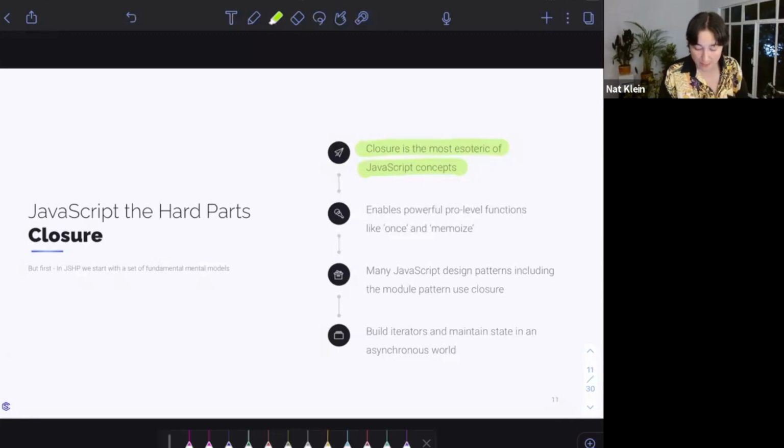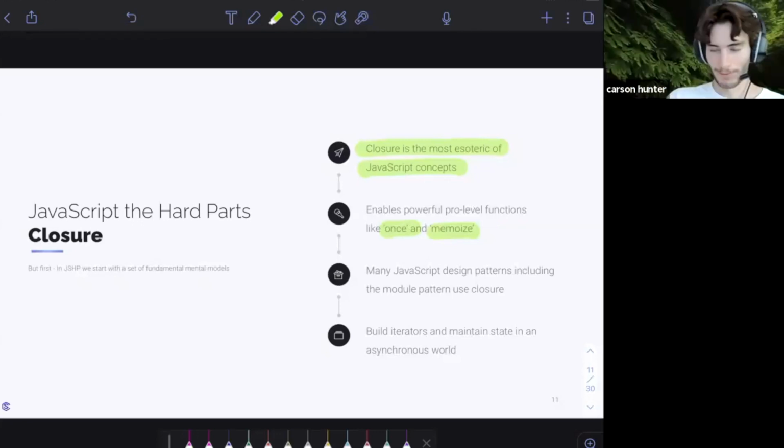Closure also enables powerful pro-level functions like once and memoize, very powerful functions that allow us to keep an important principle of JavaScript that we always try to follow. It's the DRY principle. When we make our code DRY, does anyone want to let everyone else know, what does DRY stand for? Carson, what does DRY stand for? Don't repeat yourself. Yeah, don't repeat yourself.